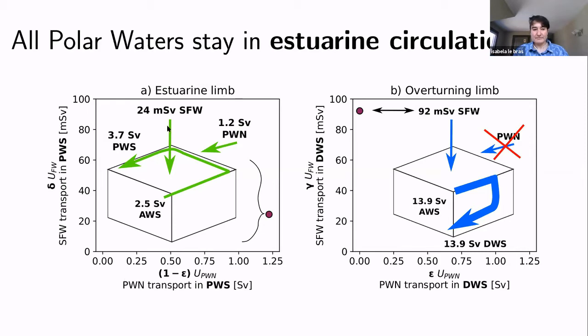I'm showing now in panel A the estuarine limb, in panel B the overturning limb. On the x-axis, I'm showing how much polar water north transport is participating in this particular limb, and on the y-axis, how much of the surface freshwater is participating in this particular limb. So, in this extreme case where none of this polar water participates in the overturning limb, the solution is here at 0 for polar water north transport. In order to close that budget, we need 92 millisvergeps of surface freshwater flux. Similarly here, if all 1.2 svergeps of the polar water participates in this estuarine limb, then we need 24 millisvergeps of surface freshwater flux to close, again, the volume and salinity budgets.